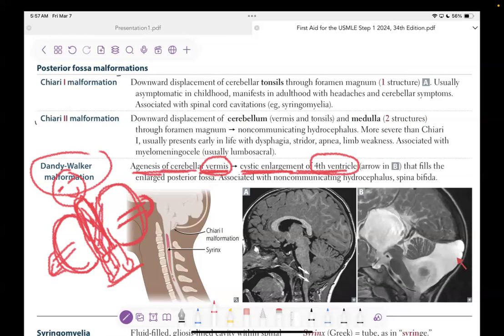So we know that whenever vermis is not made, the patient will have ataxia, like the patient will not be able to move properly. And the place of the organ appears like a cystic lesion in the fourth ventricle, like this. And that fills the enlarged posterior fossa, and the fourth ventricle occupies the space. It is associated with non-communicating hydrocephalus. Again, the same thing, because we said that hydrocephalus means that a lot of CSF is built up in the CNS, and non-communicating means that the buildup of the CSF is because of no communication with ventricles.